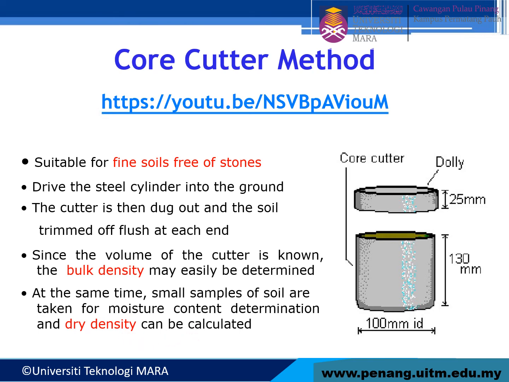So what we do is, first you have the volume. We have the volume of the mold. So you will get rho is equal to m over v. You get the mass of the soil sample, and then we divide by the volume, and you will get the bulk density. And then we can calculate the dry density from the moisture content of the soil sample taken.